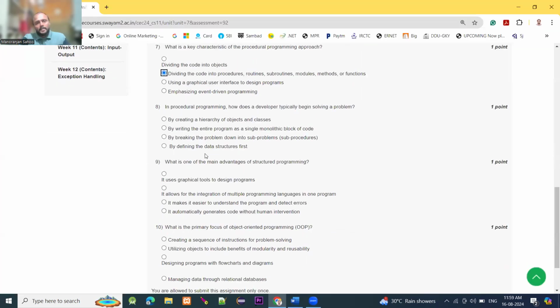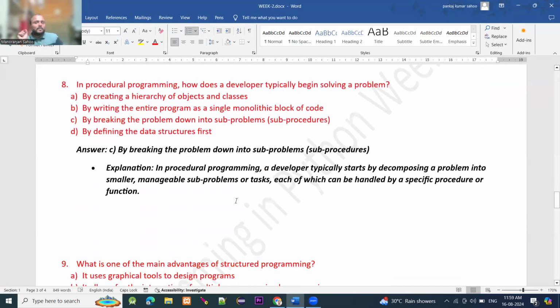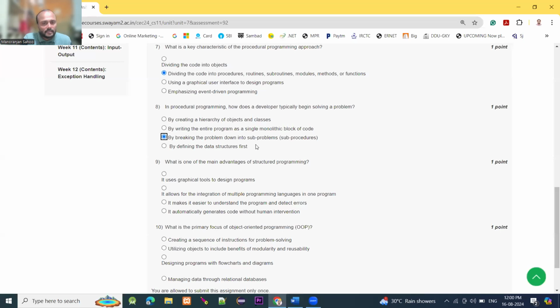Moving to question number 8. In procedural programming, how does a developer typically begin solving a problem? The appropriate answer is by breaking the problem down into sub-problems, that means sub-procedures. A developer typically starts by decomposing a problem into smaller manageable subprograms or tasks, each of which can be handled by a specific procedure or function, so it is easier to solve. So option C is the right answer.